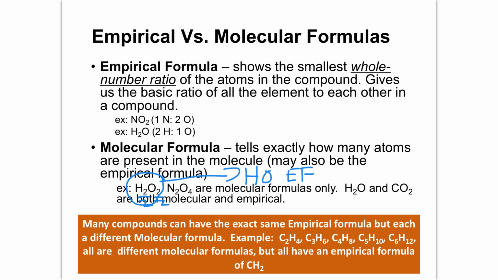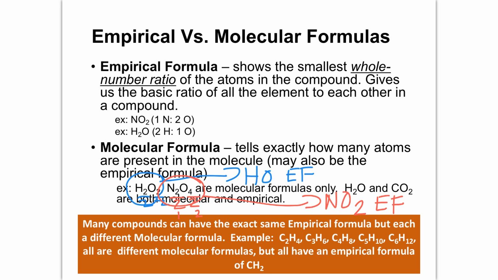Now, for example, N2O4, let's look at that one. Can we further reduce it? We can. So if we take each side and divide by 2, remember we have to divide each element by the same number, otherwise you're going to destroy the ratio. The ratio here is 1, and then we get a 2 here, so it's NO2. And so that would be the empirical formula for N2O4. So again, many compounds can have the exact same empirical formula, but each has a different molecular formula.